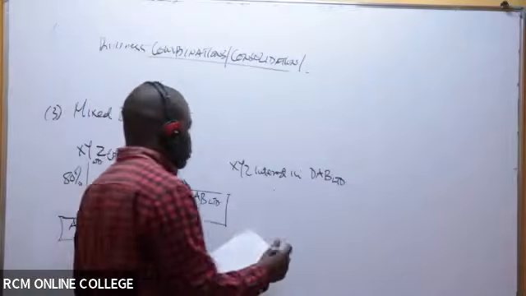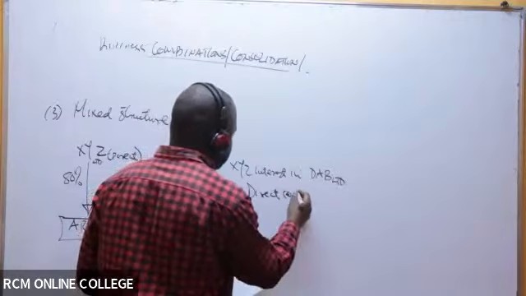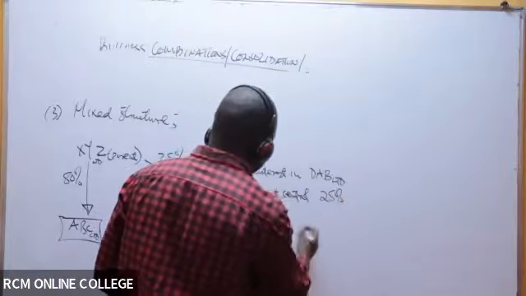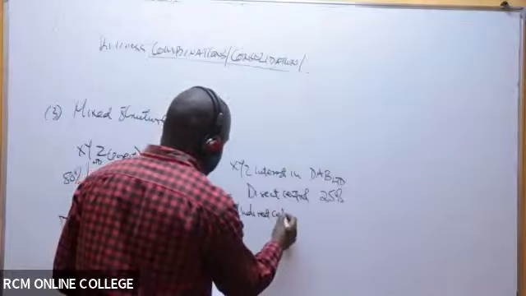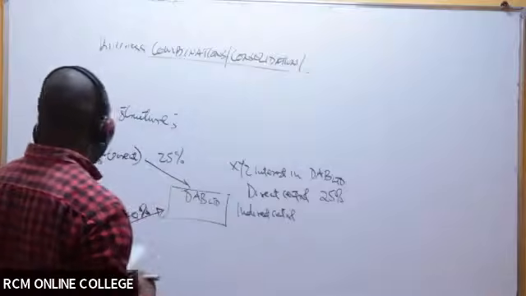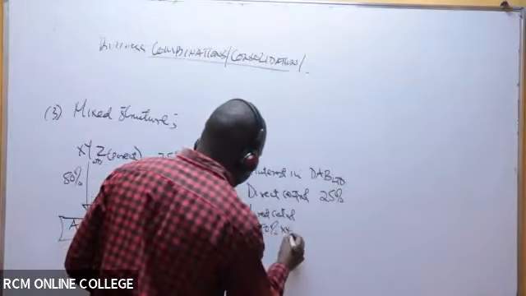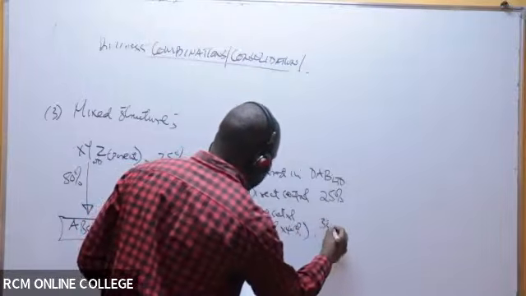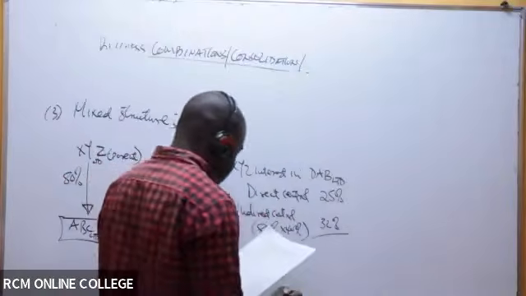So the direct control is 25%. But now we have the indirect control, which in this case is 80% by 40%. So it's 80% multiplied by 40%, which comes to 32%. If you add the two, you get 57%.